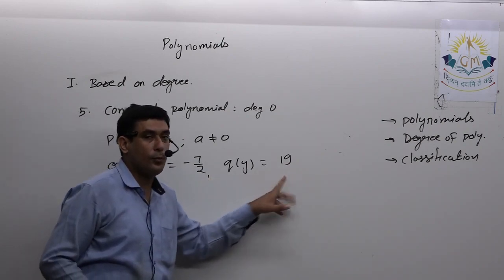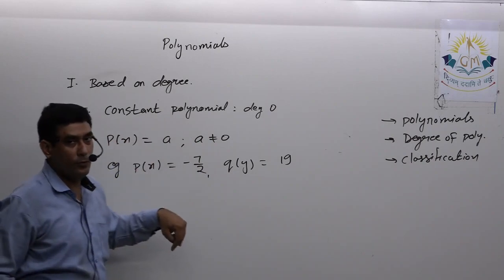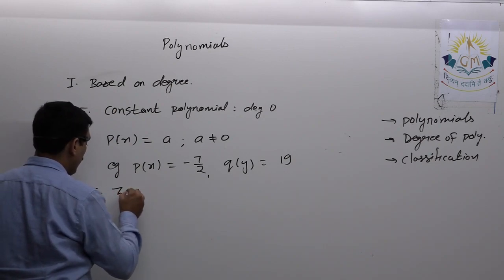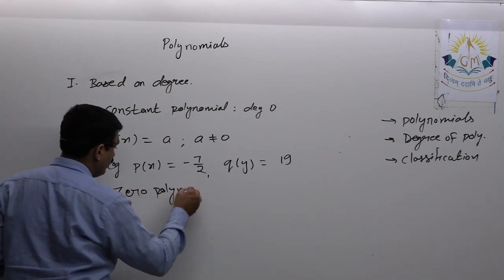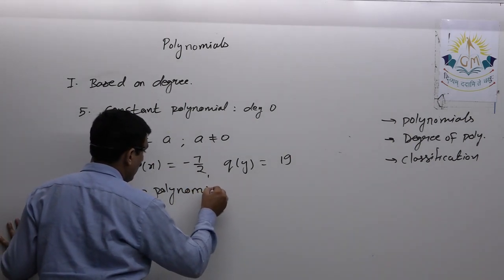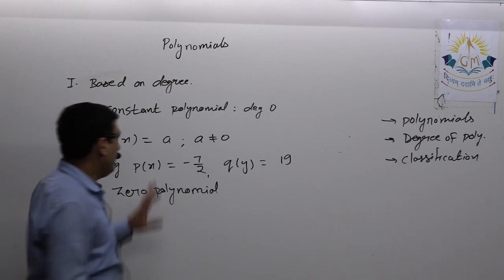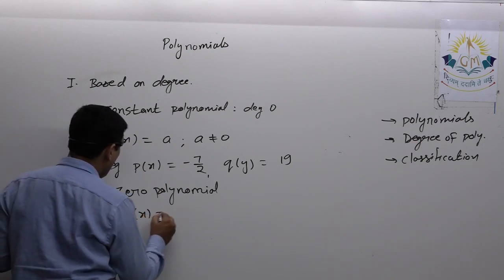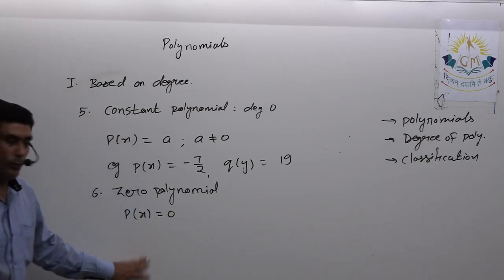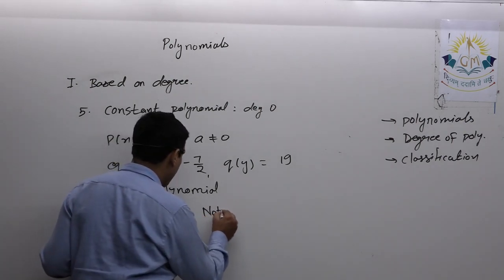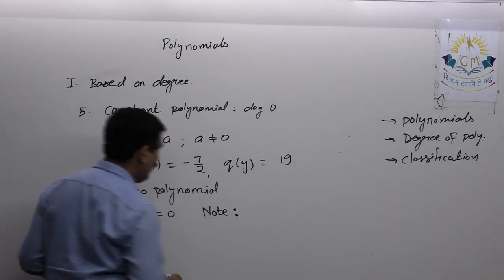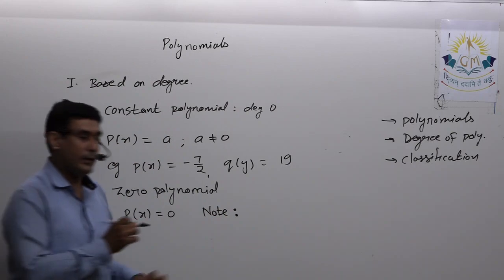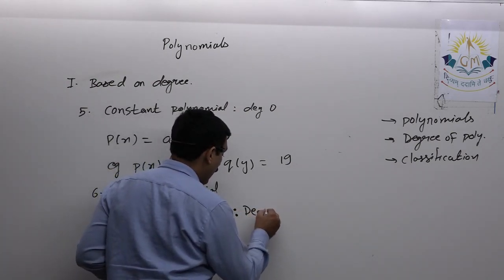I can't write q(y) equal to 0, because if I write so, then I will get another polynomial, and that polynomial is the 0 polynomial. So next one is 0 polynomial. Now 0 polynomial, simply in a constant polynomial, if the constant becomes 0, then it is called 0 polynomial. Now what about the degree of 0 polynomial? So for that, always keep this in your mind, that degree of 0 polynomial is not defined. Why so? That I will tell you.